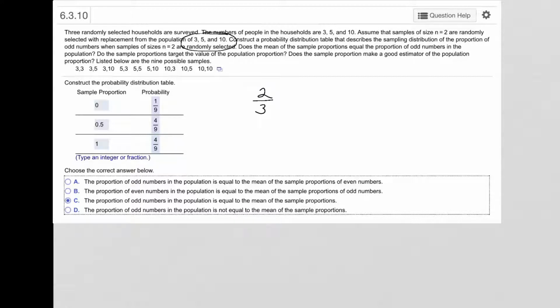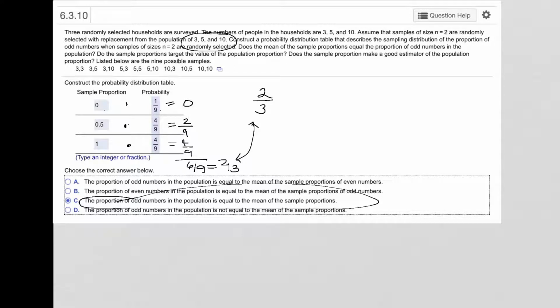Now, if I look at my sample proportions and probabilities, I can actually just go ahead and multiply, and I get 0, multiply 1/2 times 4/9, I get 2 over 9. Multiply 1 times 4 over 9, and I get 4 over 9. And if I add all those up, I get 6 over 9, which is 2/3. So since those values are the same, that's why I know that the proportion of odd numbers in the population is equal to the mean of the sample proportions.